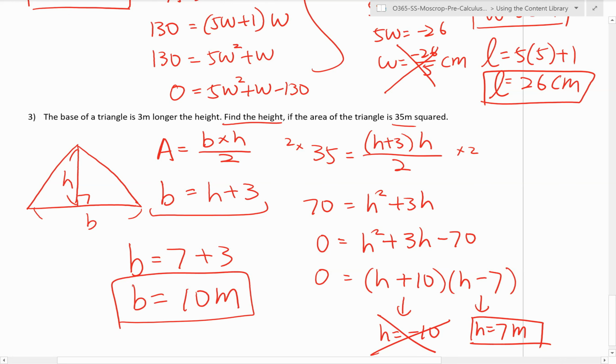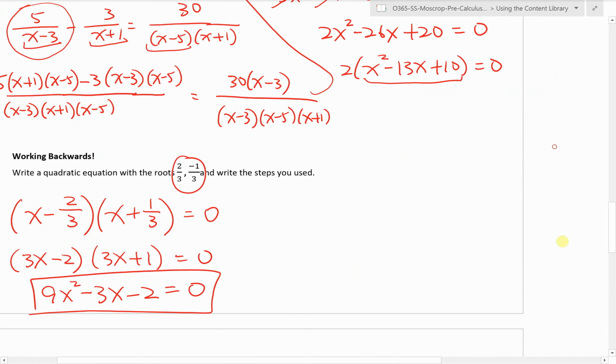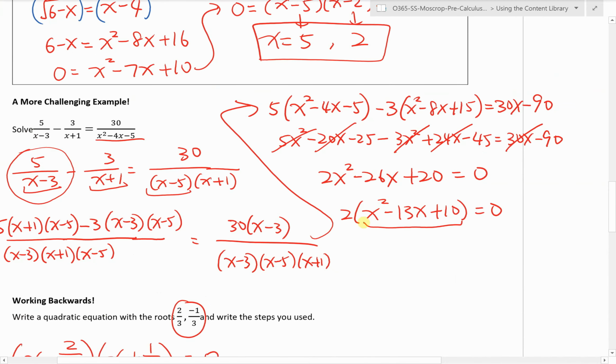All right, that's it. Hopefully this wasn't too challenging for you. Again, I apologize for this example right here because this is not factorable. But again, we will be learning how to solve non-factorable quadratic equations shortly. Okay, do your practice questions and let me know if you need help. Good luck.